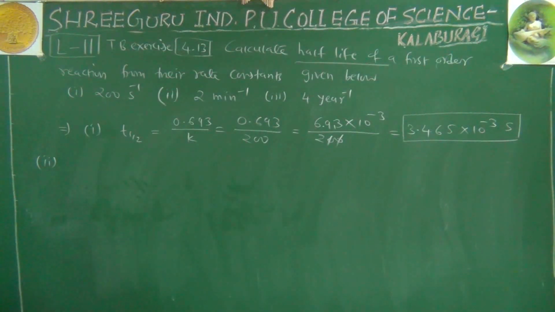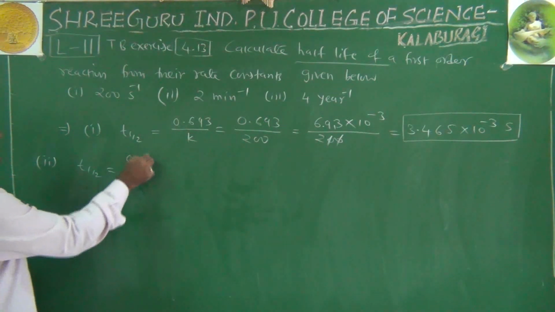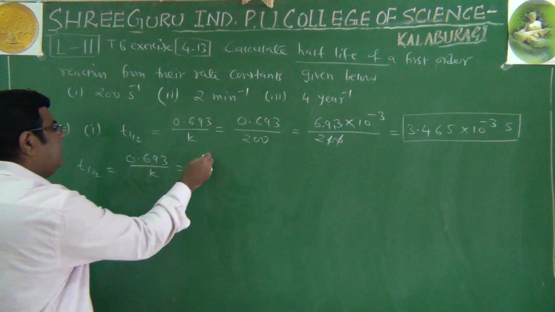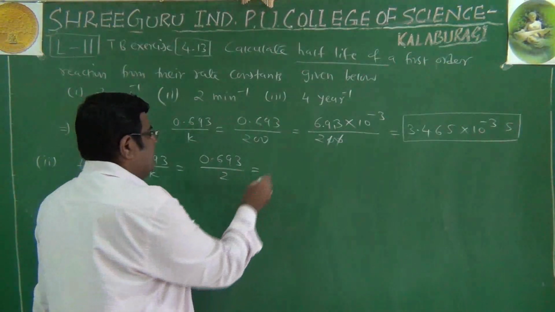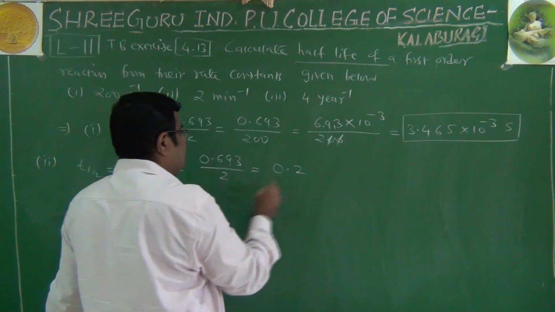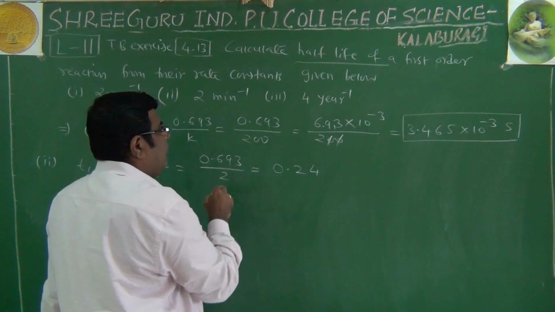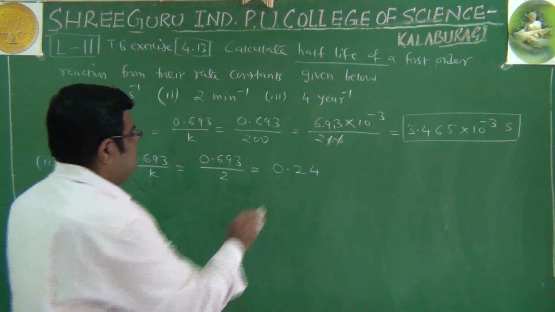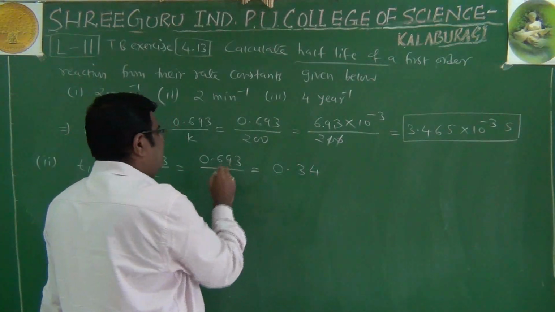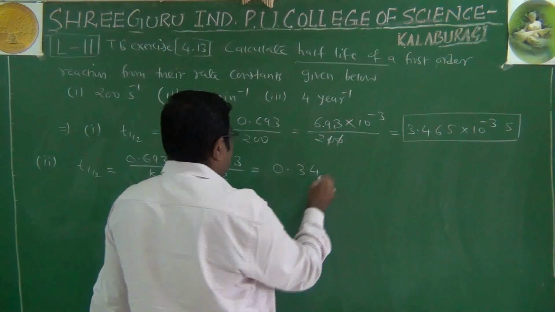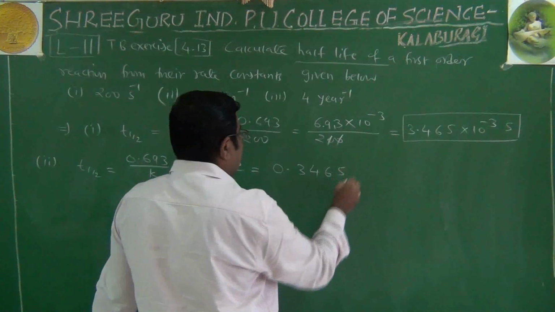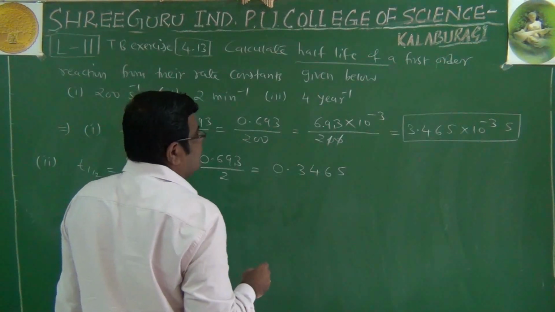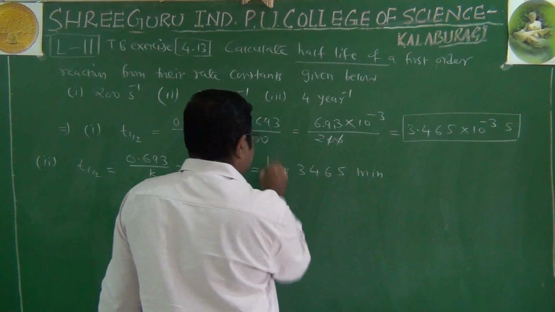So this is the second question now, and it is 2 per minute, the same procedure, only the value of the rate constant is different here, 0.693 divided by 2, and we can write this as point, this is 2 and this is 4, because this is 3, 2 3s are 6, 2 4s are 8, and 2 6s are 12, 1 remains and it becomes 5, and we have to write this as, yes, it is minute.